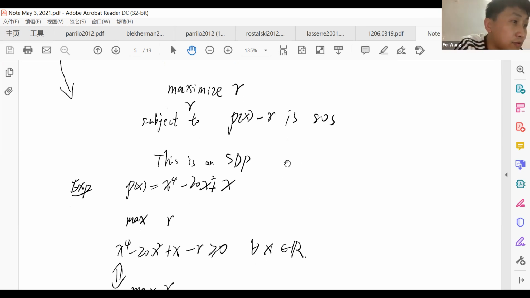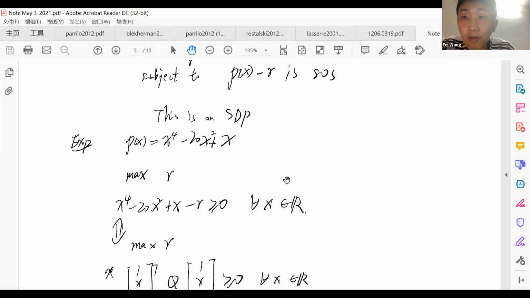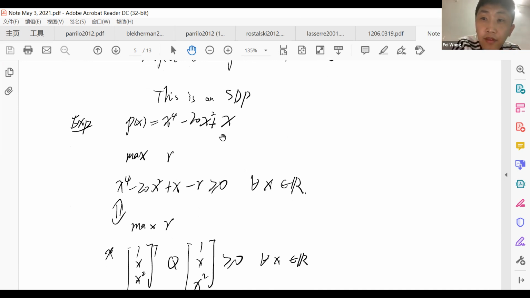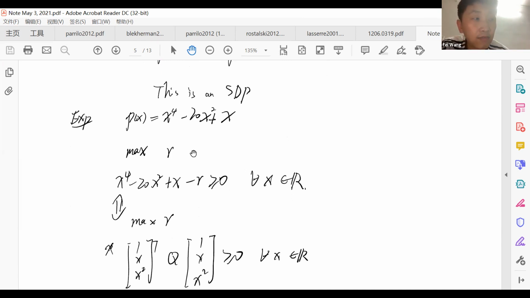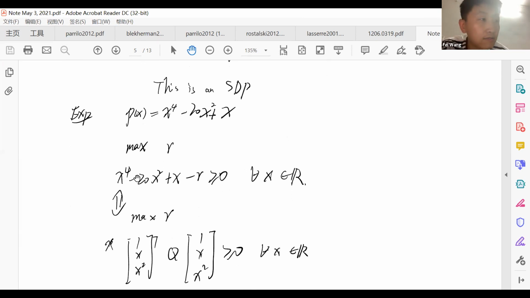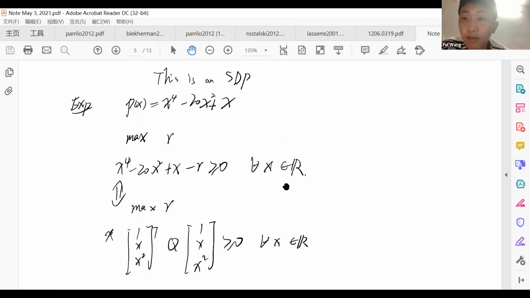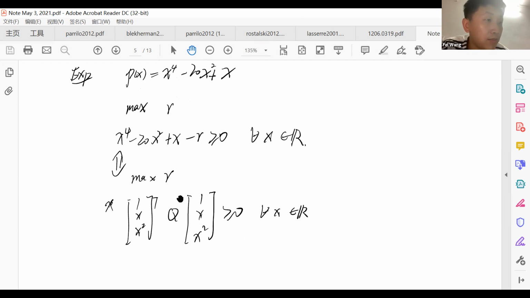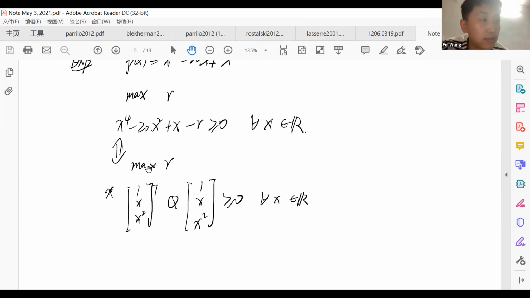Okay, so let's see an example. For example, p(x) is x^4 minus 20x^2 plus x, and we want to minimize p(x). So instead we maximize gamma such that x^4 minus 20x^2 plus x minus gamma is non-negative for all x belonging to R, and this is equivalent to a sum of squares problem, which is equivalent to an SDP.